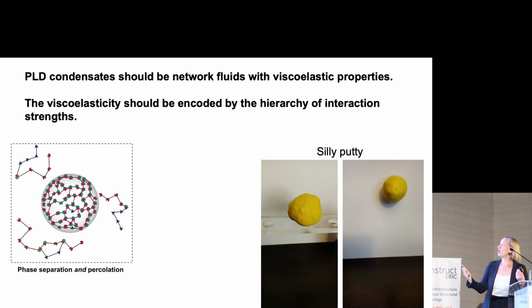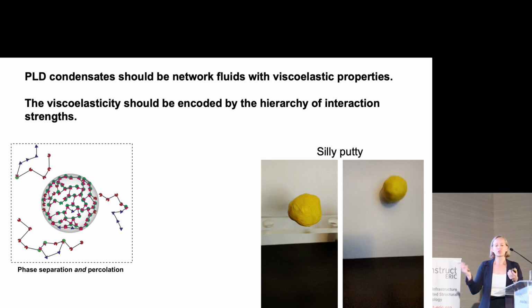And you have probably all interacted with viscoelastic properties. You've probably had silly putty in your hands. It can, over long time scales, flow like a fluid, but if you interact with it on very brief time scales, it bounces like an elastic solid, right? Whether it behaves like a fluid or a solid has to do with the timescales of the rearrangements of the physical bonds within the material relative to the timescale on which you interact with it.